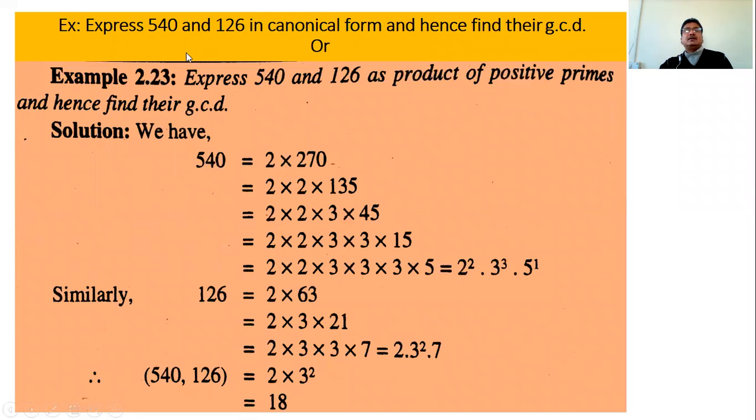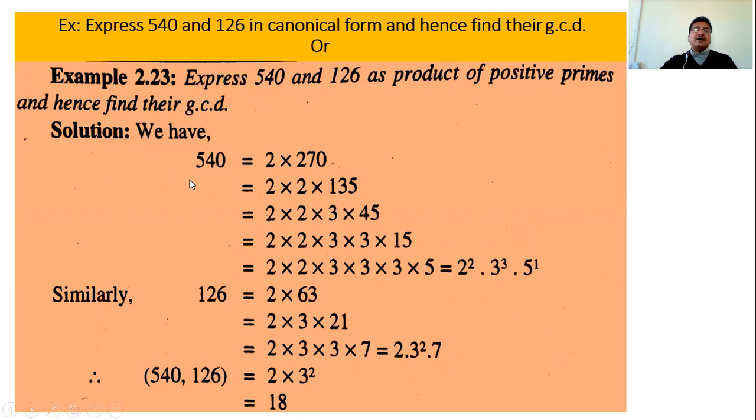For example, express 540 and 126 in canonical form. That is, express these numbers 540 and 126 as a product of positive primes. Expressing in canonical form or as a product of primes, the meaning of both is the same. We have to express these numbers as a product of primes. So first take these and then find the greatest common divisor.